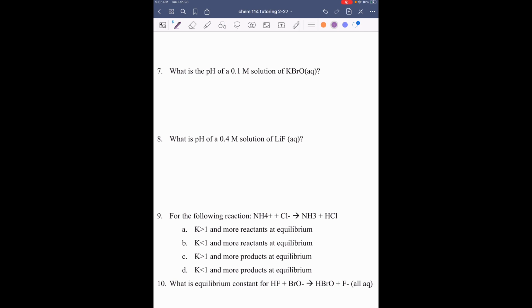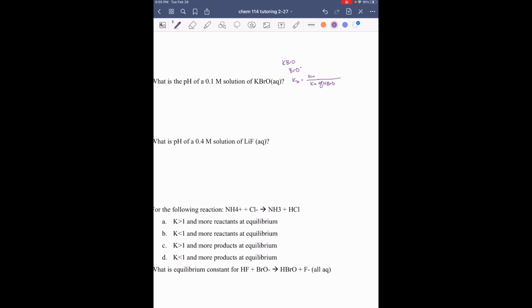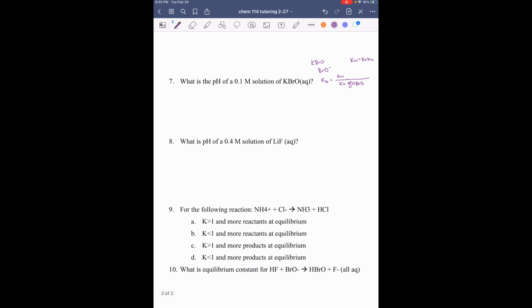So he kind of talked about it, like if there's KBrO, then K is neutral, and then BrO- is our conjugate base. So it'd be Kb, which is then equal to Kw over Ka, because we don't have a Kb for BrO-. So it'd be Kw over Ka of HBrO. That's because Kw equals Ka times Kb. If that makes sense to you, go with that.